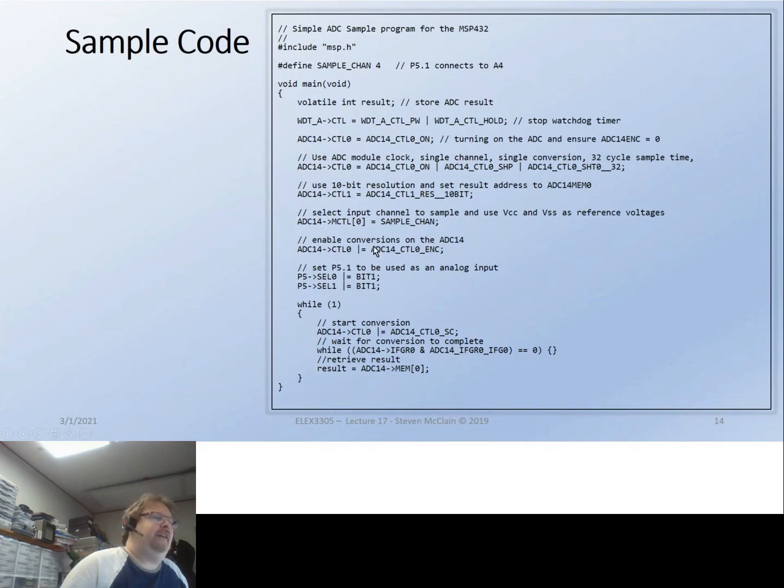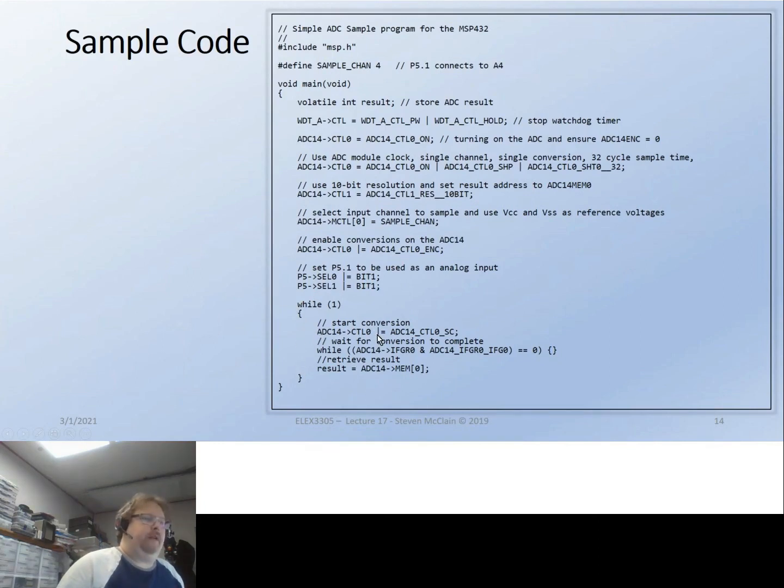Yeah. Okay. And then here we're going to set our P51 to be used as an analog input. That's our channel number here. This is the cell stuff. You guys know how to do that stuff, right? Yeah. Okay. So now we're going to fall into the while loop.